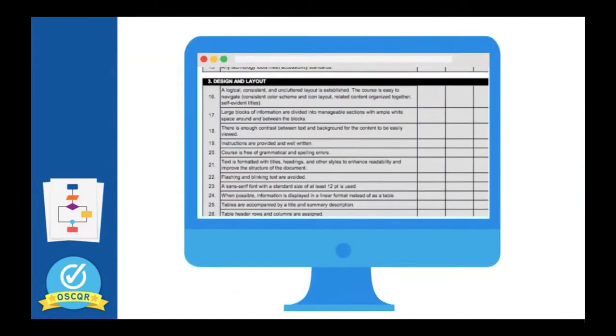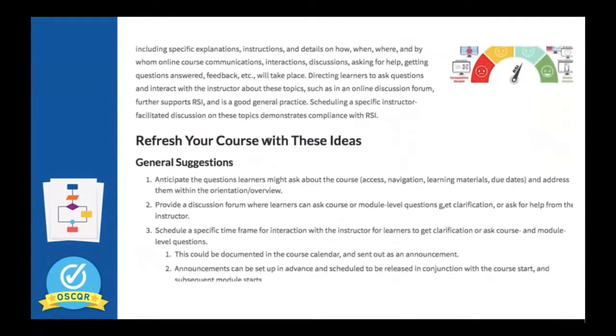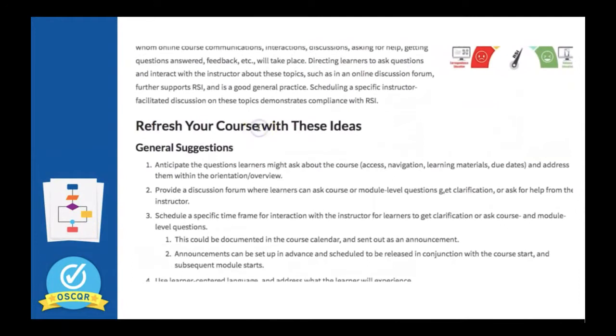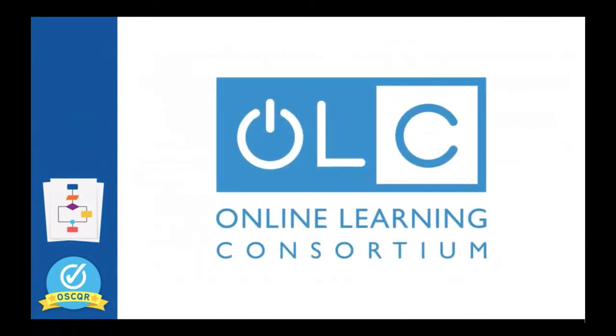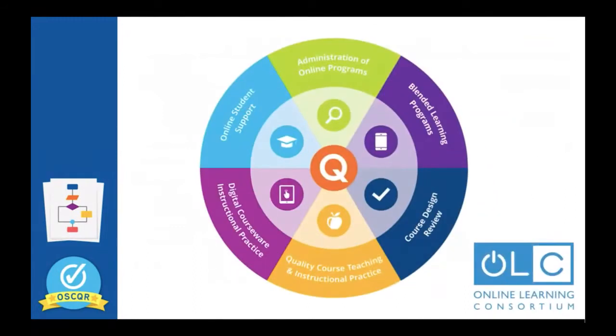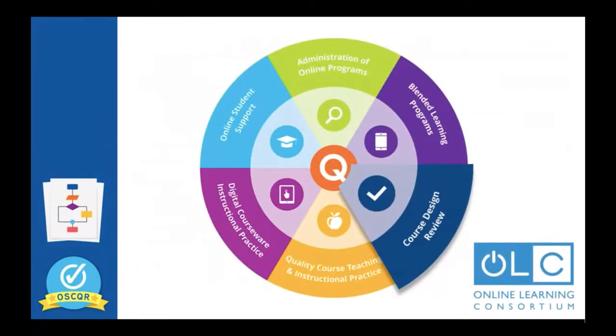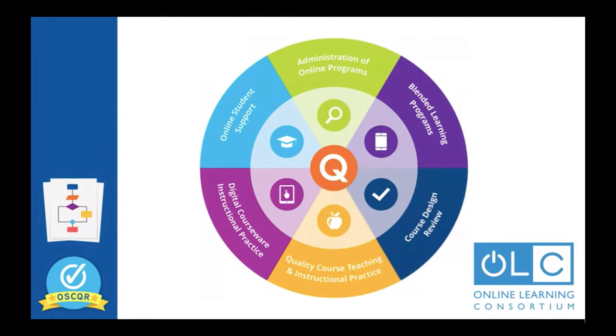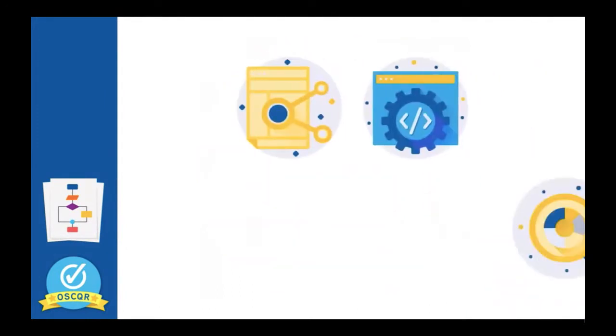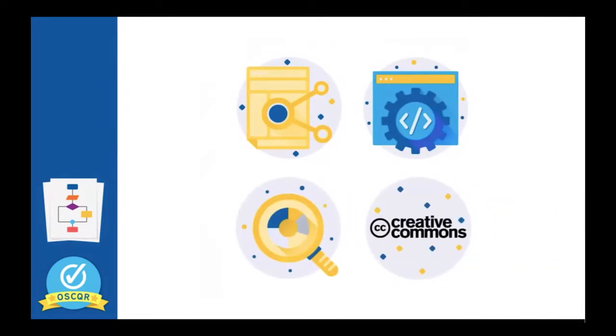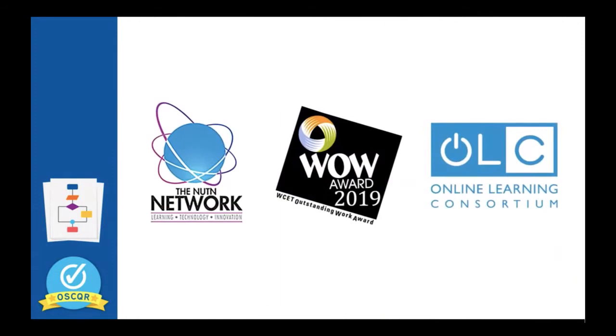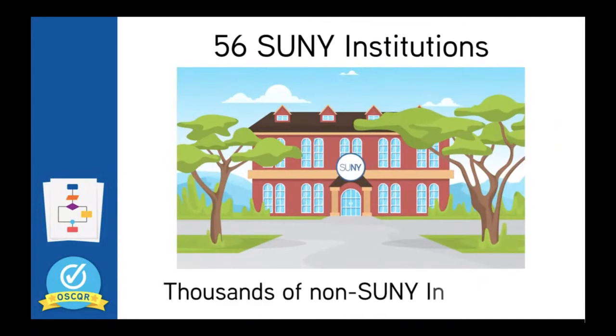The 50 OSCAR rubric standards also integrate specific ways to make an online course accessible to students with disabilities and specific suggestions for ensuring regular and substantive interaction in online course design. OSCAR was adopted by the Online Learning Consortium in 2016 and is featured as the online course quality rubric in their suite of online quality scorecards. The SUNY Online OSCAR rubric is flexible, customizable, research-based, openly licensed for anyone to use and adapt, and nationally recognized. It is currently being used by 56 SUNY institutions and thousands of non-SUNY institutions and individuals.